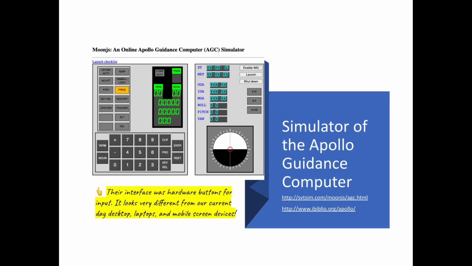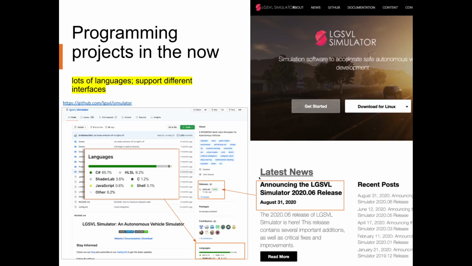So if you're interested in exploring a little bit more, these two links give much more information and also simulations for how it works. So it can give you an idea of 1960 till now. That's quite a bit of time. A lot has changed since then. So in contrast to the last screen, here's an example of a simulation software for autonomous vehicles. So this is more like today's world.